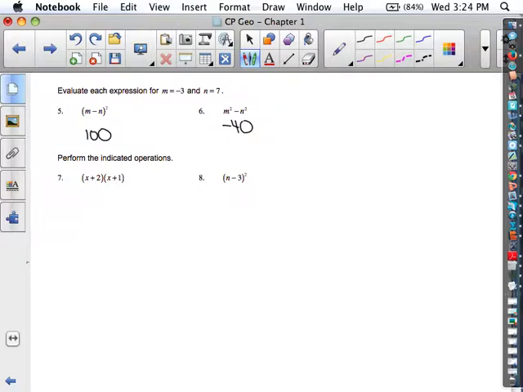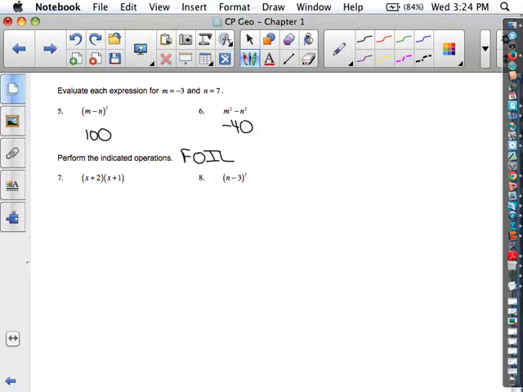Okay, now I think we should talk about 7 and 8 because some of you may have forgotten how to multiply two binomials. And these are both binomials. Remember, you've probably heard this before, FOIL. FOIL: first, outer, inner, last.